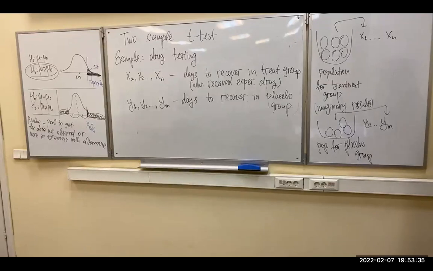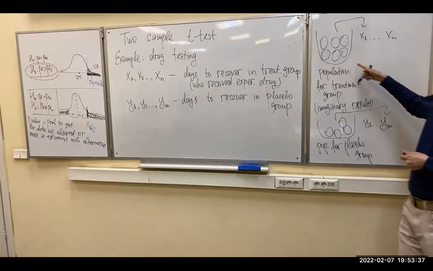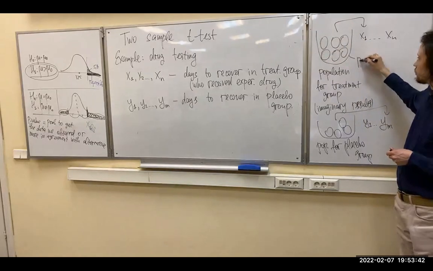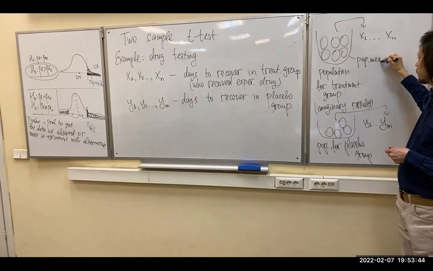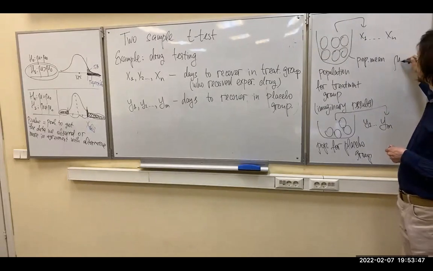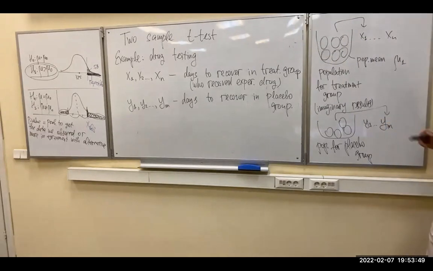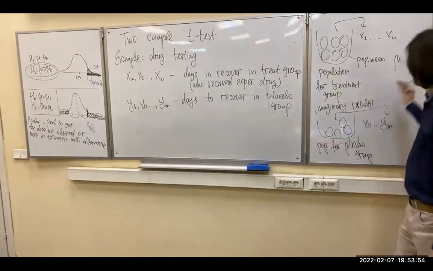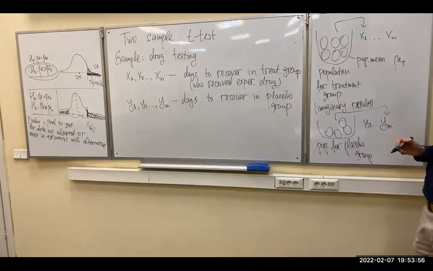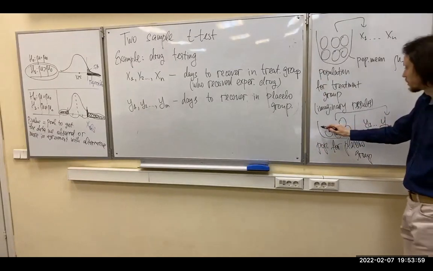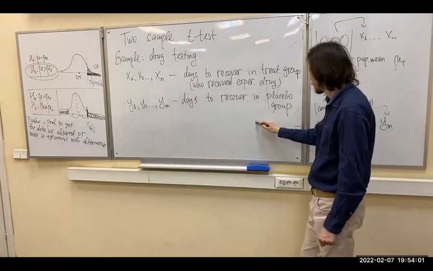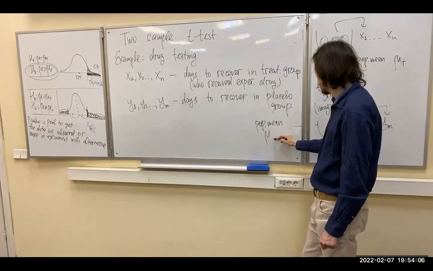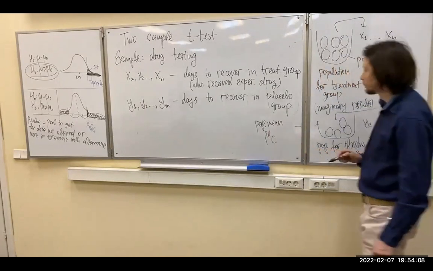And now what I'm interested in is the following. I look at this population and here is some population mean. Let this population mean be called mu one, or let us better denote it by mu treatment. And here I also have a population mean, and this is called mu control, mu C.